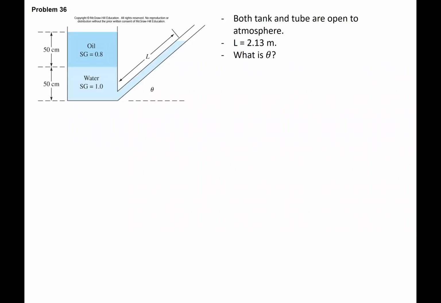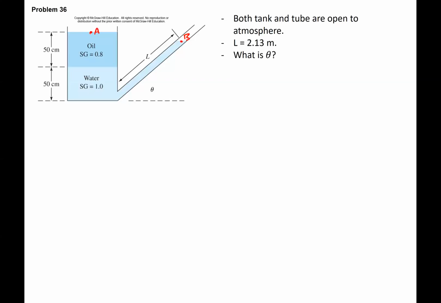So in this problem, both tank and tube are open to the atmosphere, and L, the length of this pipe, is given, it's 2.13 meter, and we are after this angle theta. So I start from this side, I define a point like point A up here, and then I define another point like point B up there. Obviously, pressure at point A is equal to atmospheric pressure, pressure at point B is also equal to atmospheric pressure.